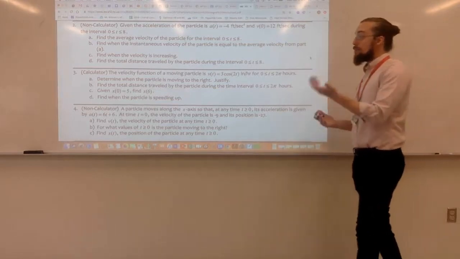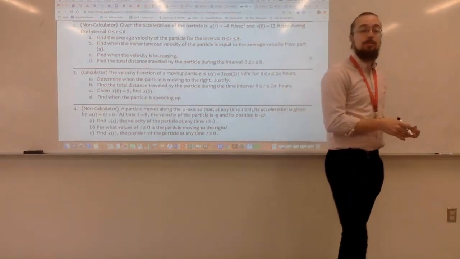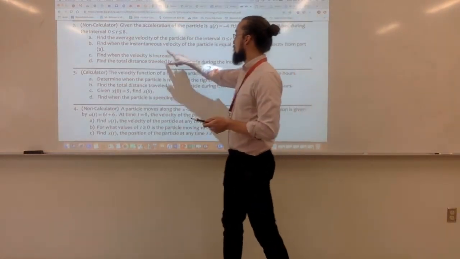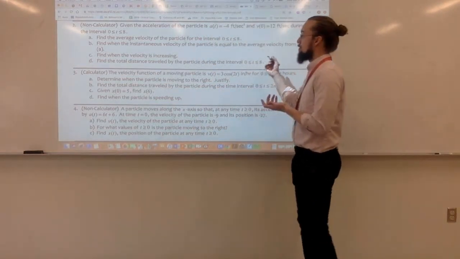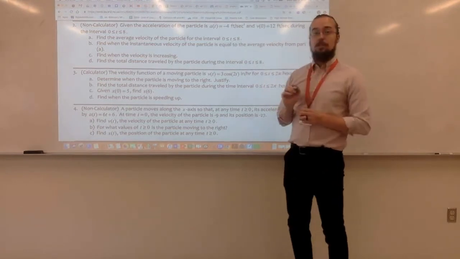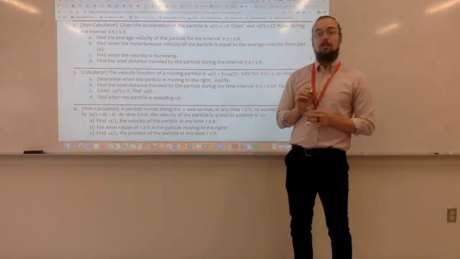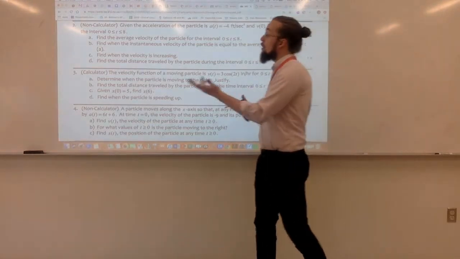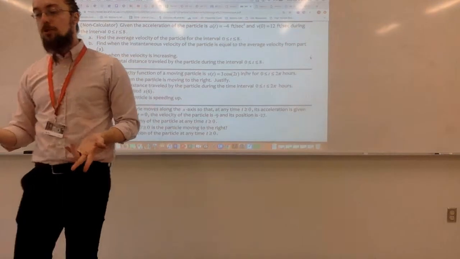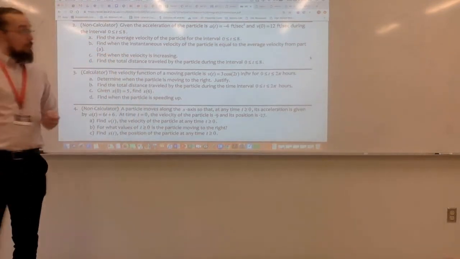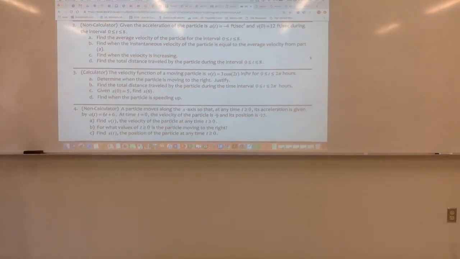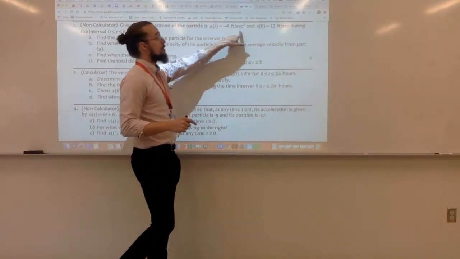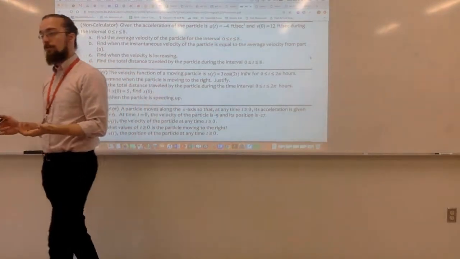This is average value, right? This is exactly what we did in the warm-up. So if I want to find average velocity, first I need my velocity function. So yeah, there's two ways that we can look at this. If we're given a position function, that's how we would look at it. But here, all we're given is an acceleration function and then an initial value for velocity.